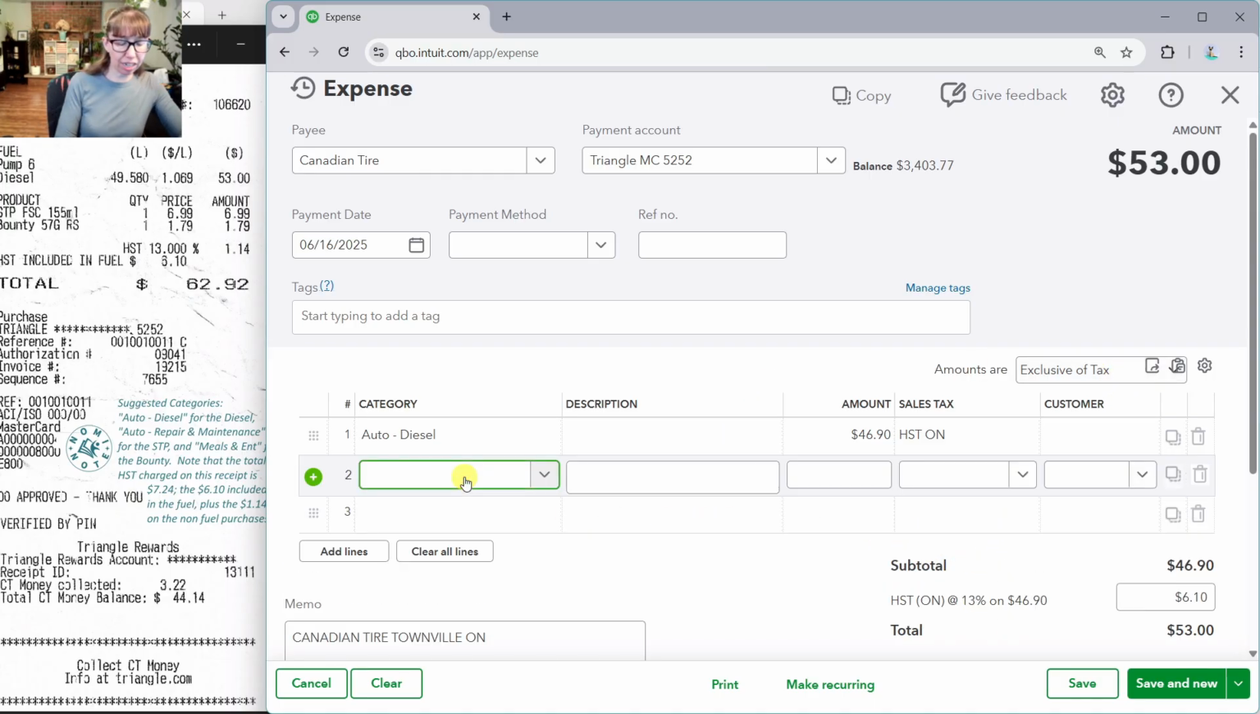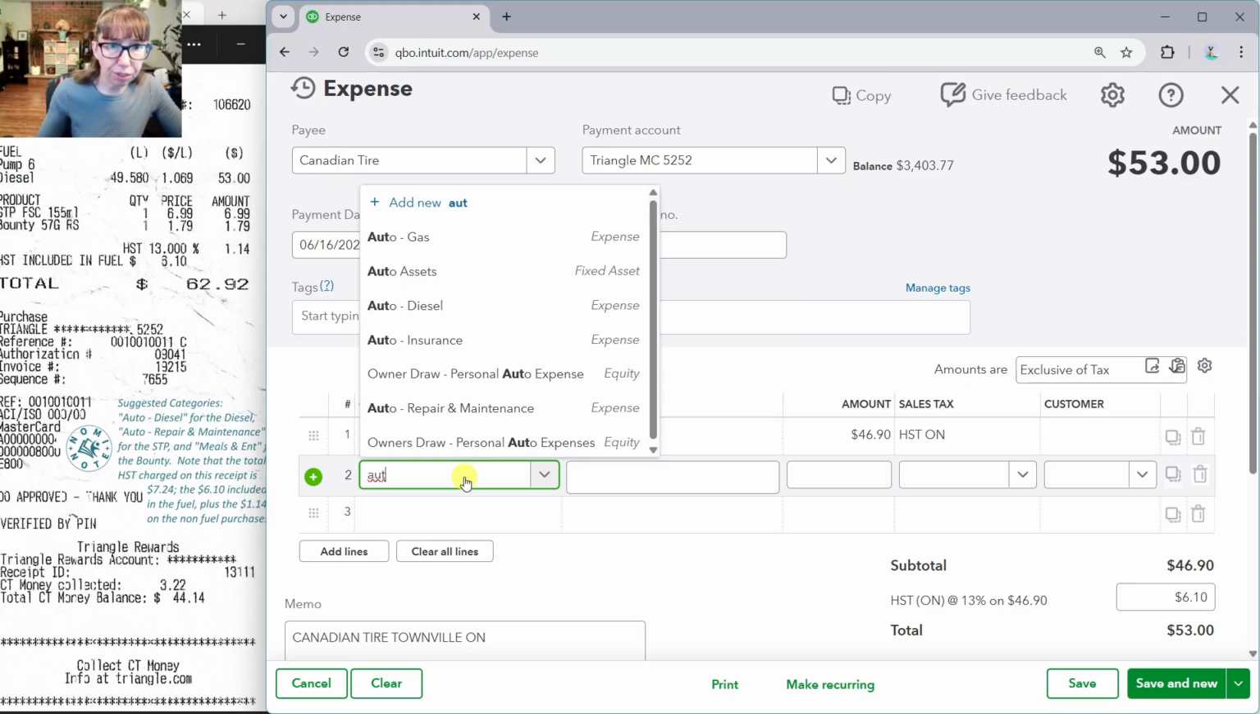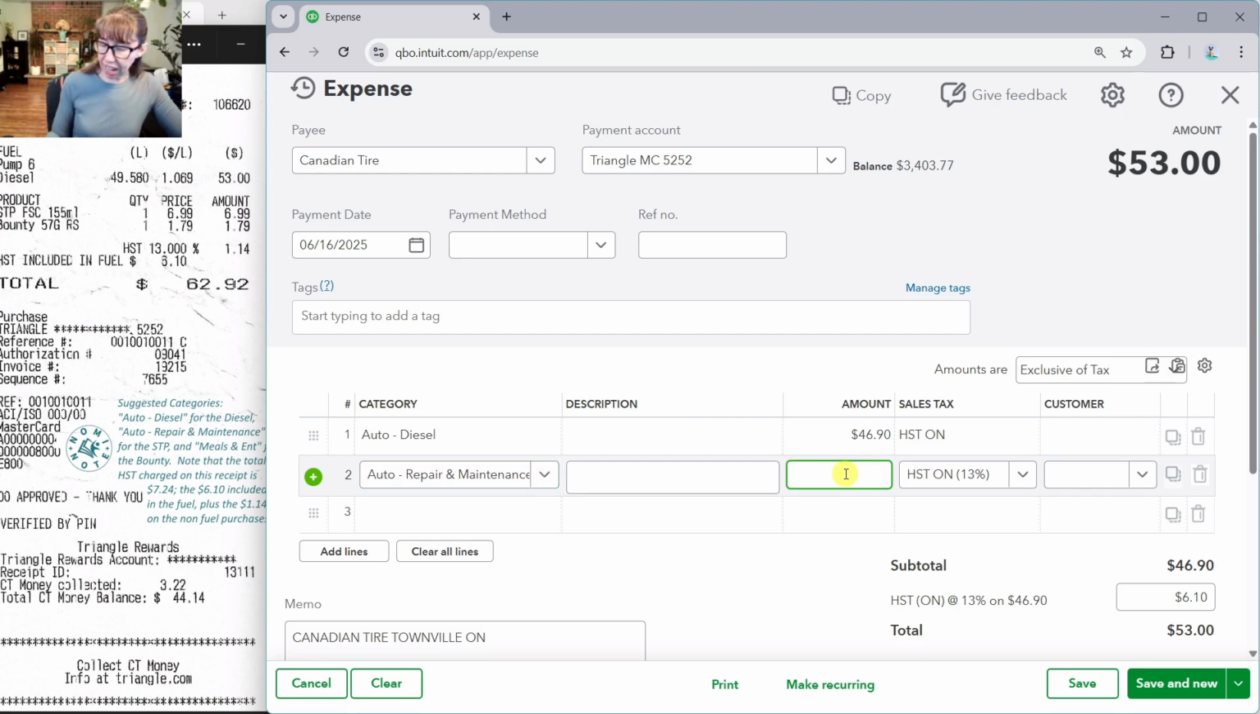And now let's put in the auto maintenance of the STP product, fuel additive. So there's auto repair and maintenance right there. And that is $6.99. And that's HST on top of that.